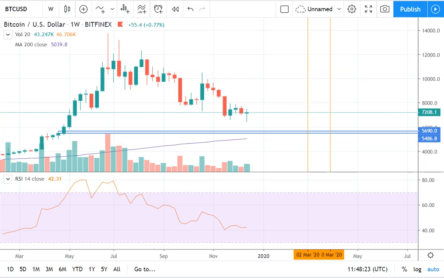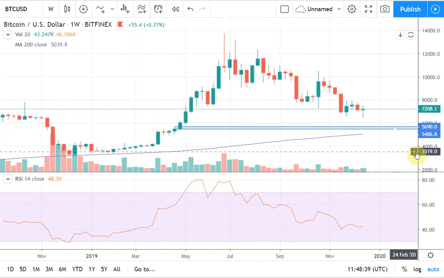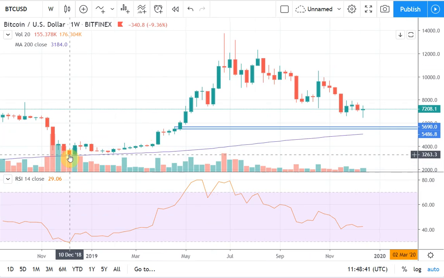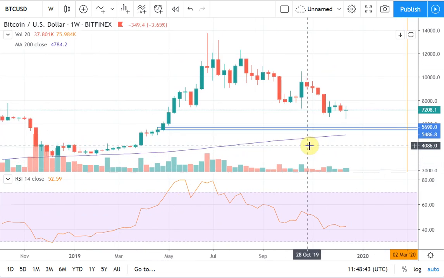I'm a little bit bullish, to be honest with you. I'm going to explain why in this video, and I'm going to keep it short as well. So firstly, I want to talk about the 200 weekly MA. I know there's a few of you waiting for this to act as support before the next run, as it did back in December 18.